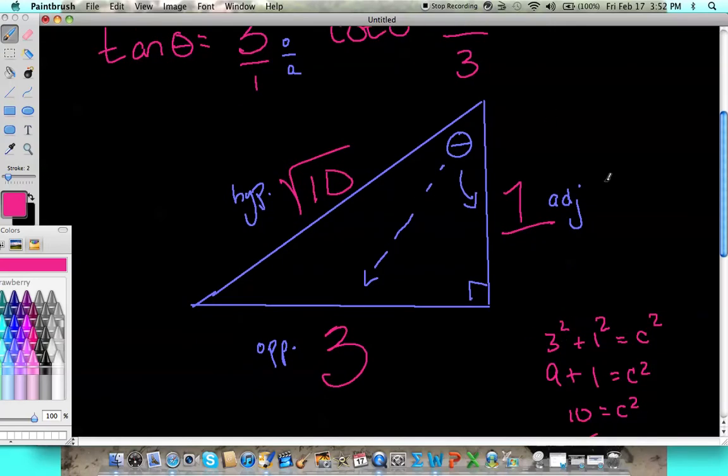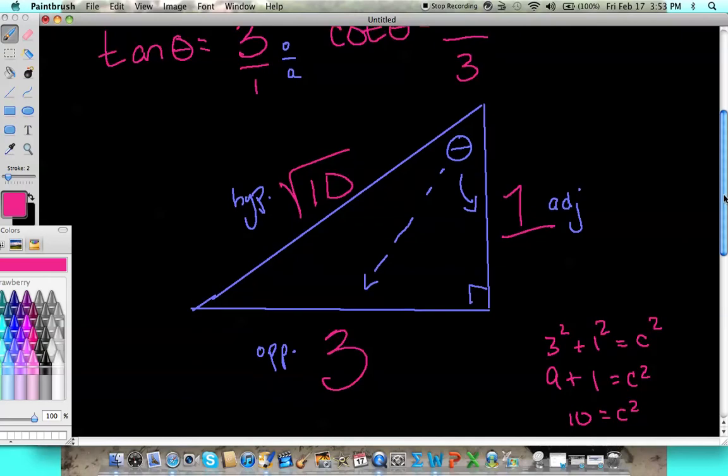Okay, I've now filled out my triangle and I can evaluate all of my trig functions with this triangle. Now don't be confused because I put theta in a different spot. It doesn't matter where I put it, as long as I don't put it on the right angle, I'm good to go.